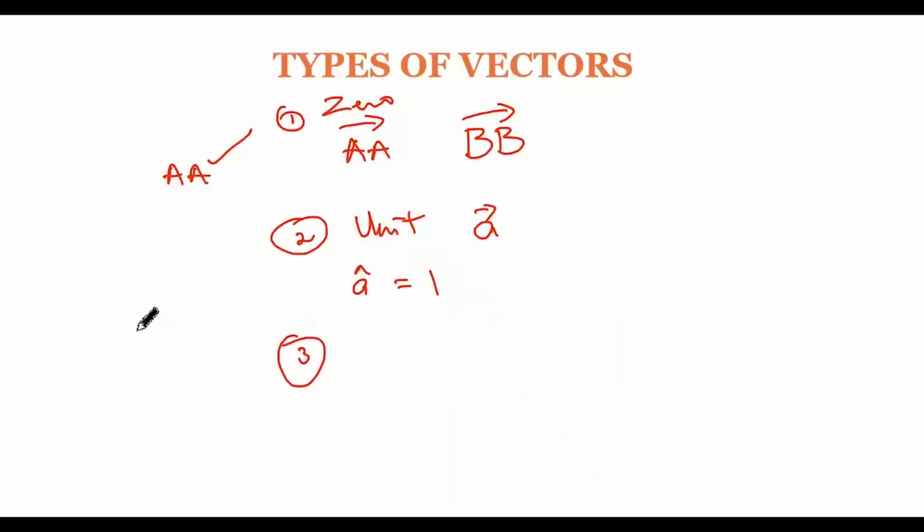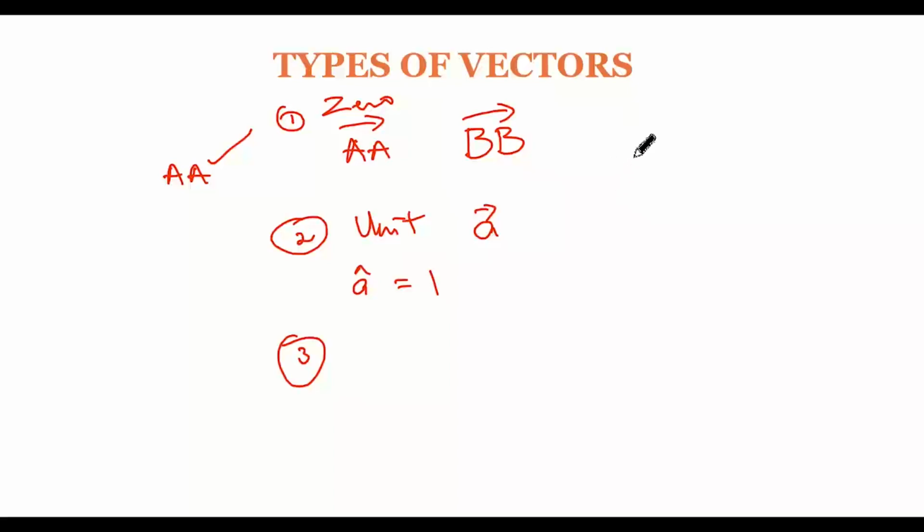Two or more vectors are said to be collinear if they are parallel to the same line, irrespective of their magnitude and direction. So once they are parallel, then we refer to them as collinear vectors.